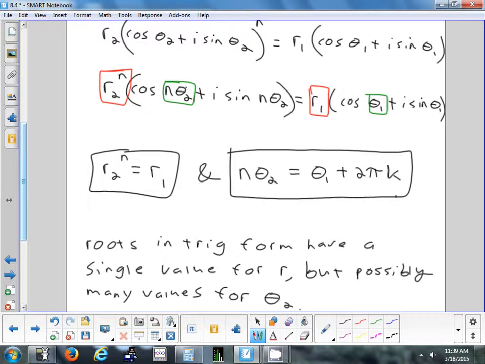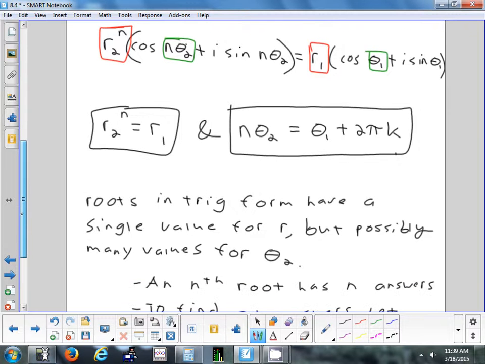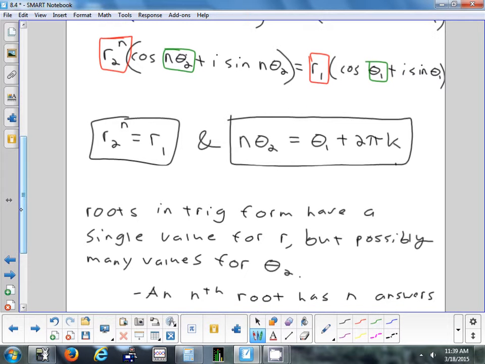N is going to be a number, so the only variable in this final equation is going to be k. The angle can have multiple answers, just like a square root has multiple answers. It has 2. Well, a cube root will have 3 answers. A 4th root would have 4 answers. A 10th root would have 10. So whatever root you're finding, you need to find that many answers.